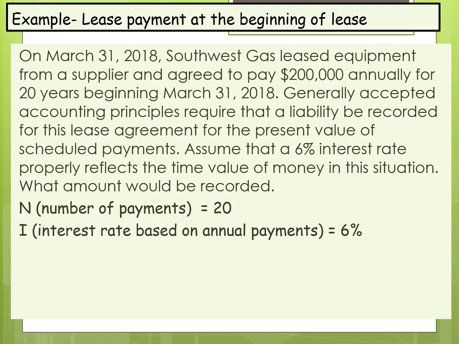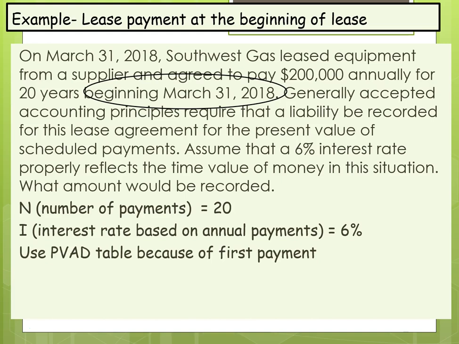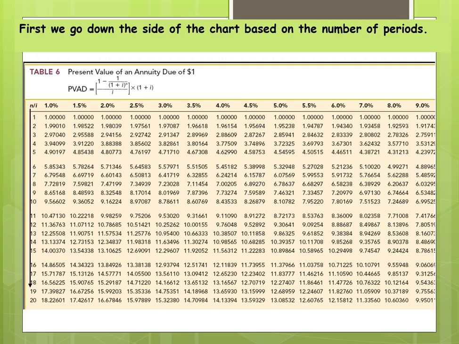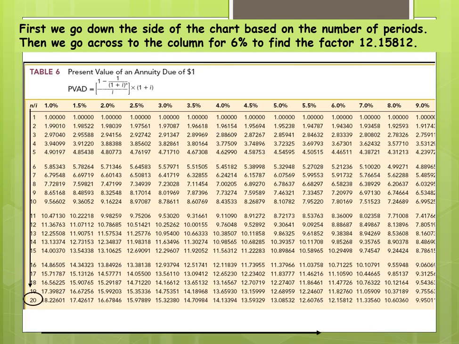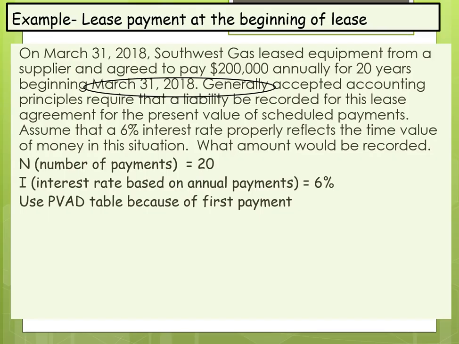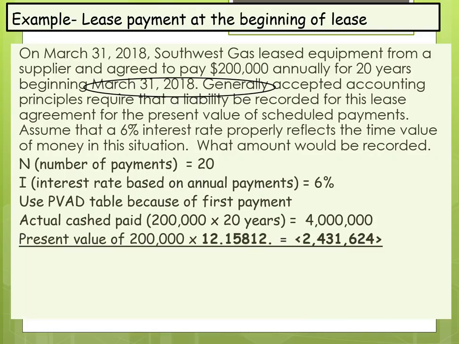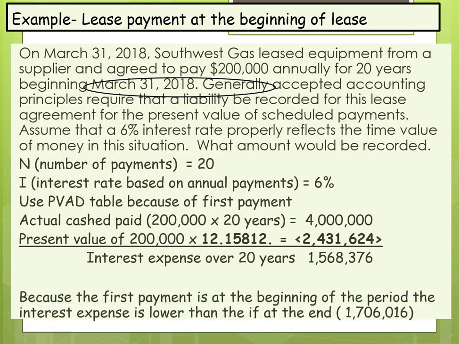Now, same problem, but what happens if the first payment is made at the beginning of the contract, which is really more likely to happen? Now we're going to use our PVA AD, or present value of an annuity due table, because of the first payment. So we're going to go to our PVAD table. We're going to go down to 20 periods, across to 6%. Now we have our factor. We're going to take that times our $200,000, and if you notice, we actually pay less interest if we make our first payment when we sign the contract.